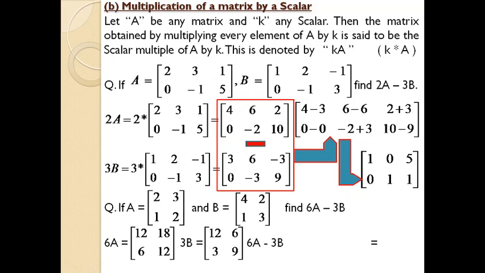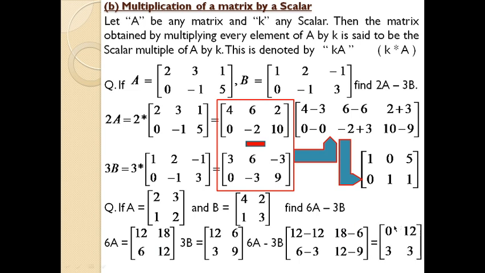In both cases, the scalars were one is 6 and another is 3. So 6A minus 3B means by subtracting these two matrices, you will get 0, 12, 3 and 3. I hope you understand this step, because it's a case of subtraction of matrices and we have dealt with the same scenario in the previous sessions. So just go through it. So the answer is 0, 12 and 3, 3.